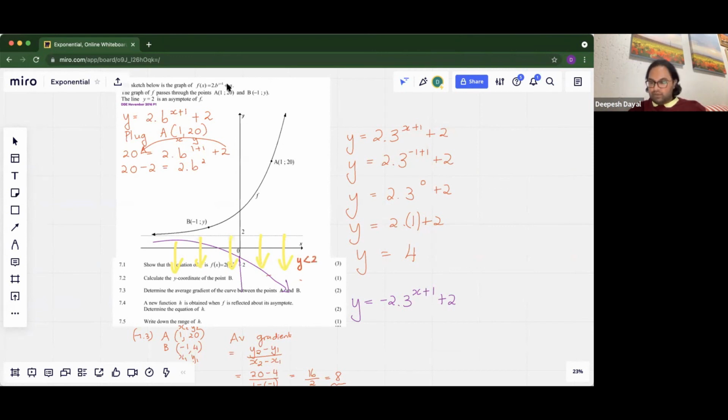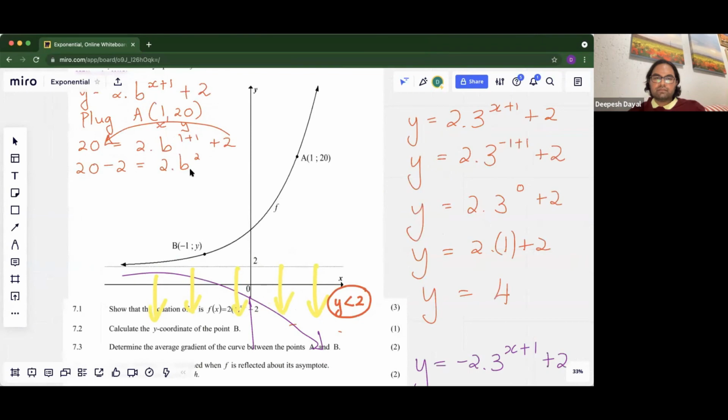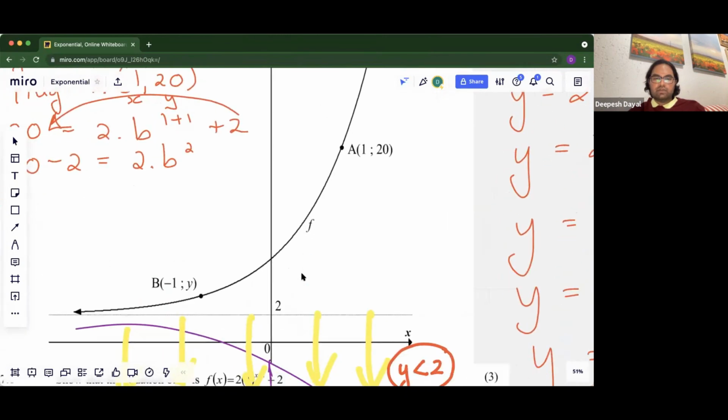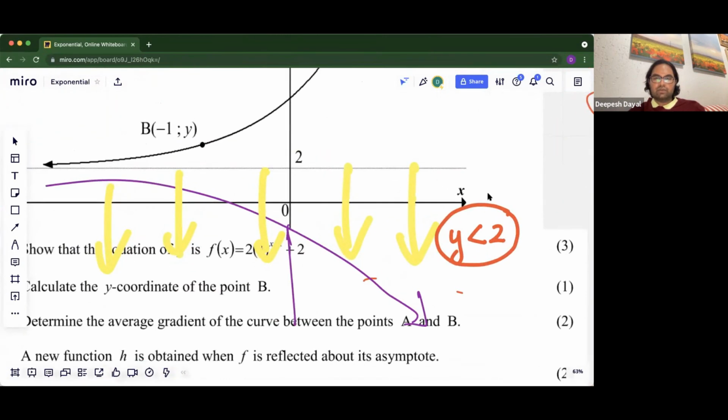Y is less than 2 is the range. Everything must be less than 2. Okay, is that okay? Y is less than 2, right? Tumelo, the value is 2 here. So we focus on 2, right? Y is less than 2. Okay.